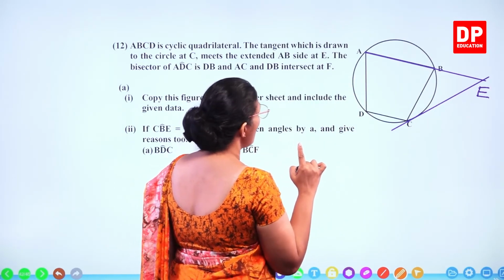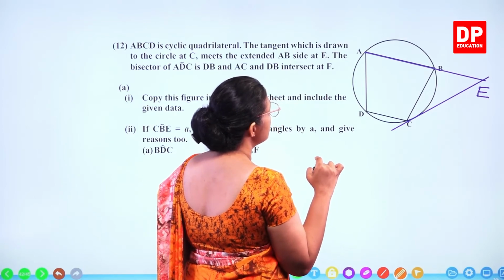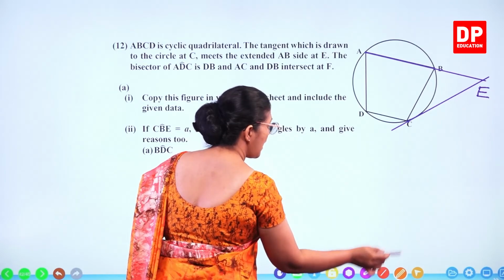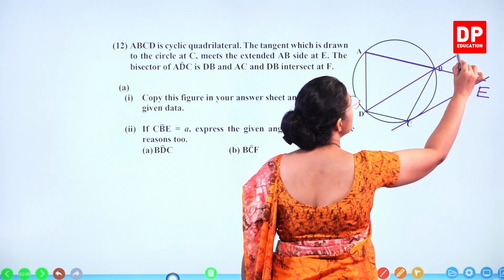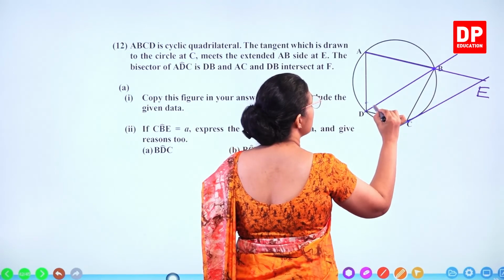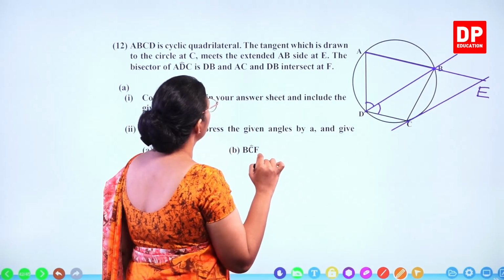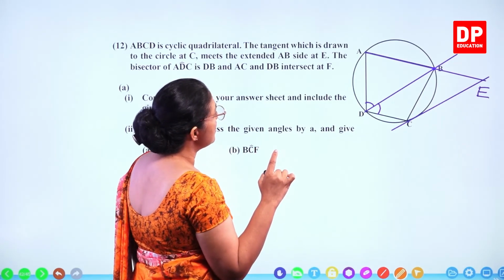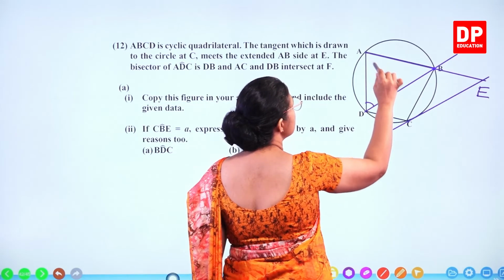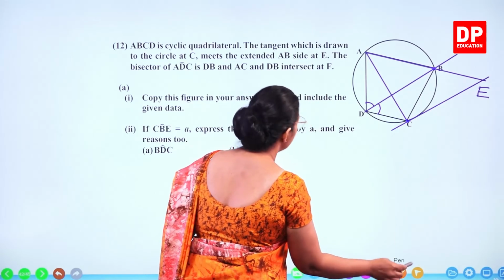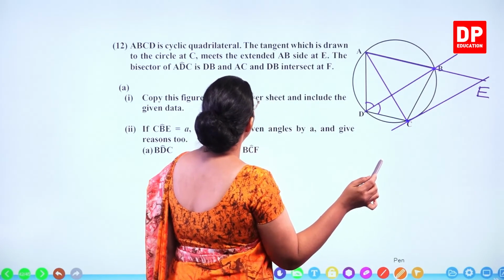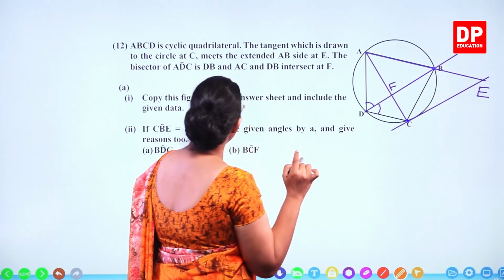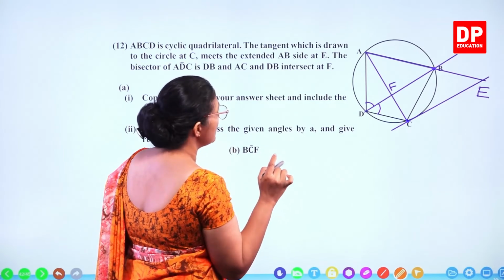The bisector of ADC, bisector is DB. So that means when you connect DB, this angle and this angle are equal. Then DB and AC lines intersect at F. So this point is F. Copy this figure in your answer sheet and include the given data.